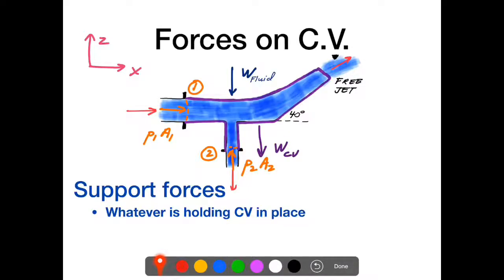Again, it's whatever is holding the control volume in place. We're not going to get into what that would be for this problem. And again, it's a vector, so there's components in the x and the z and potentially in the y direction if this is a three-dimensional problem.